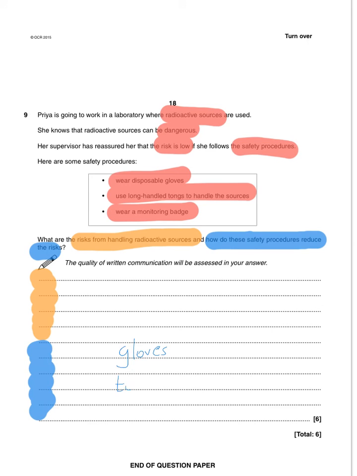So I probably have a sentence on gloves, a sentence on tongs, and a sentence on the badge. And if I've done the risks part, and why radioactive sources are risky, and I've covered each of those, then really they can't do anything but give me a 6. Okay, and that's the end of that walking, talking.